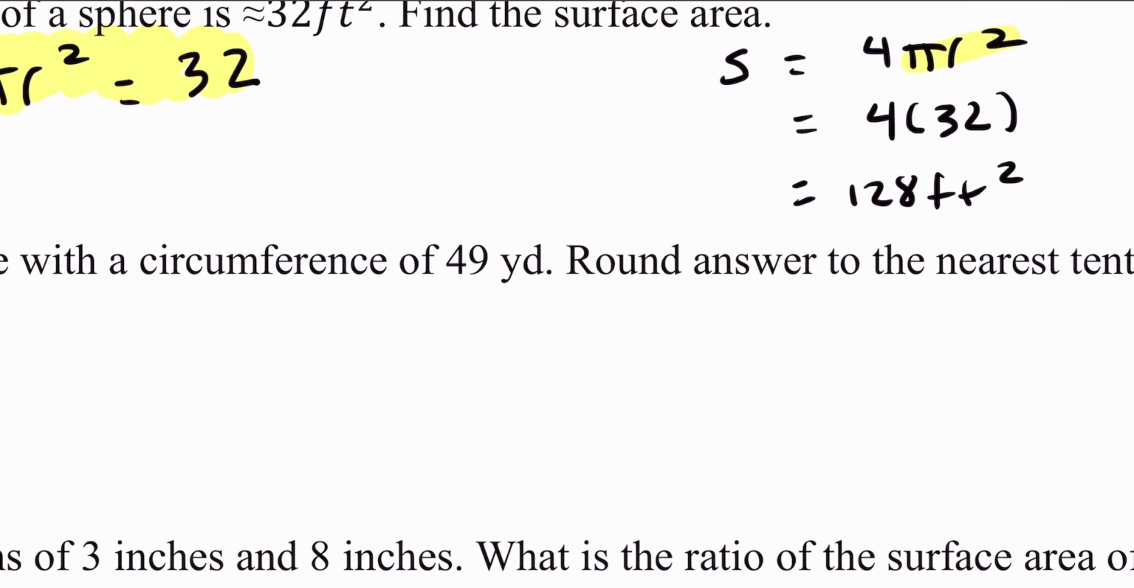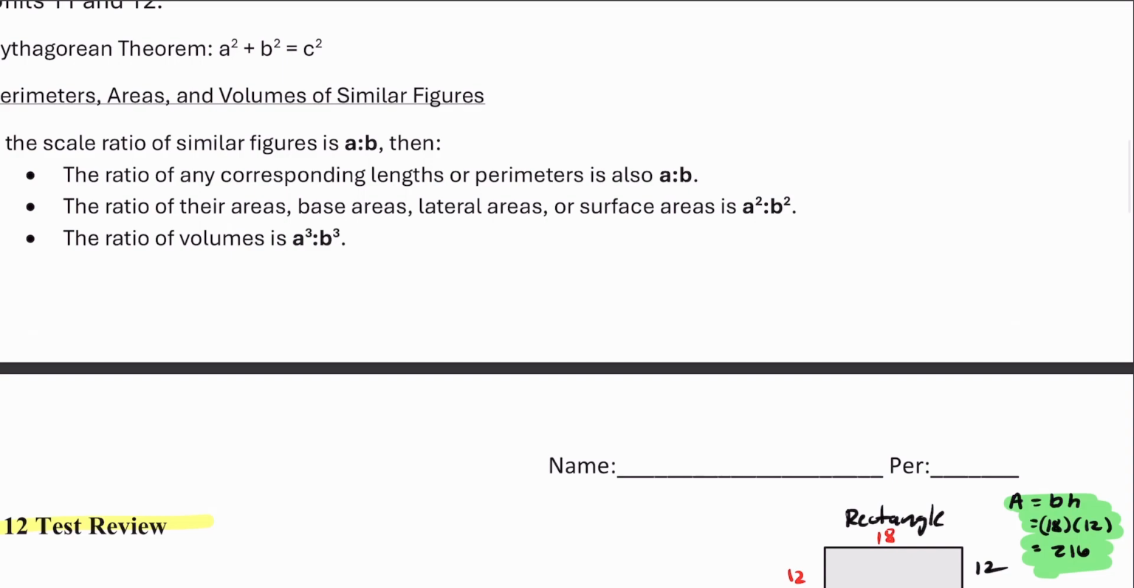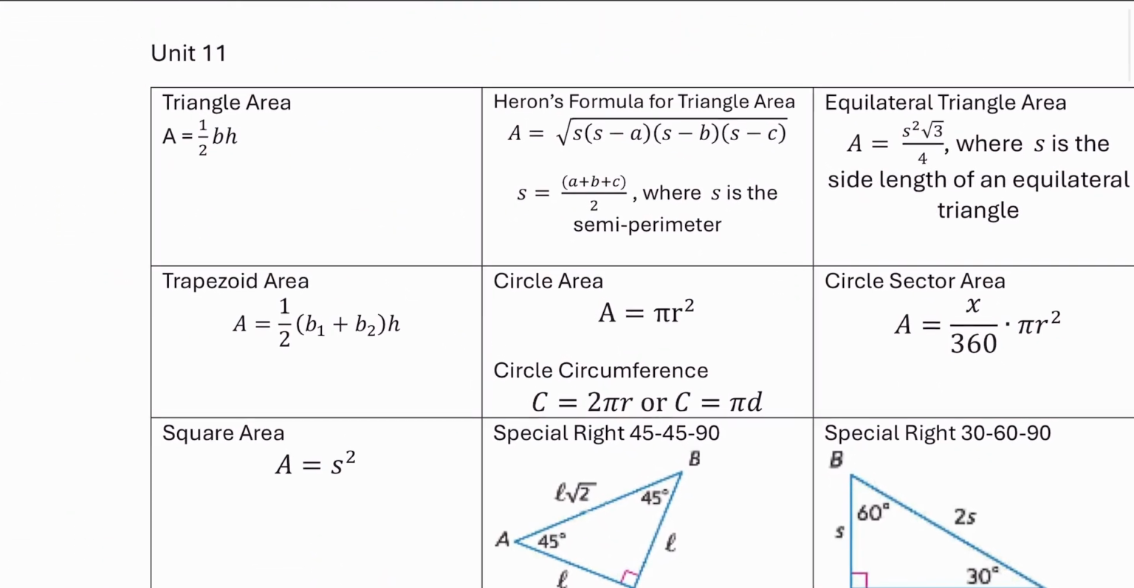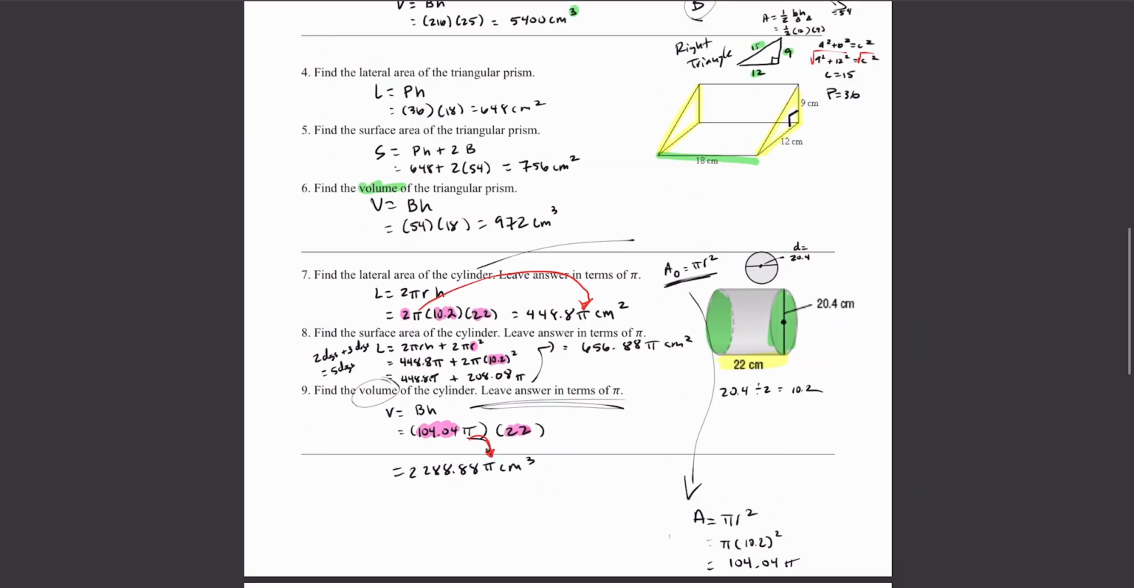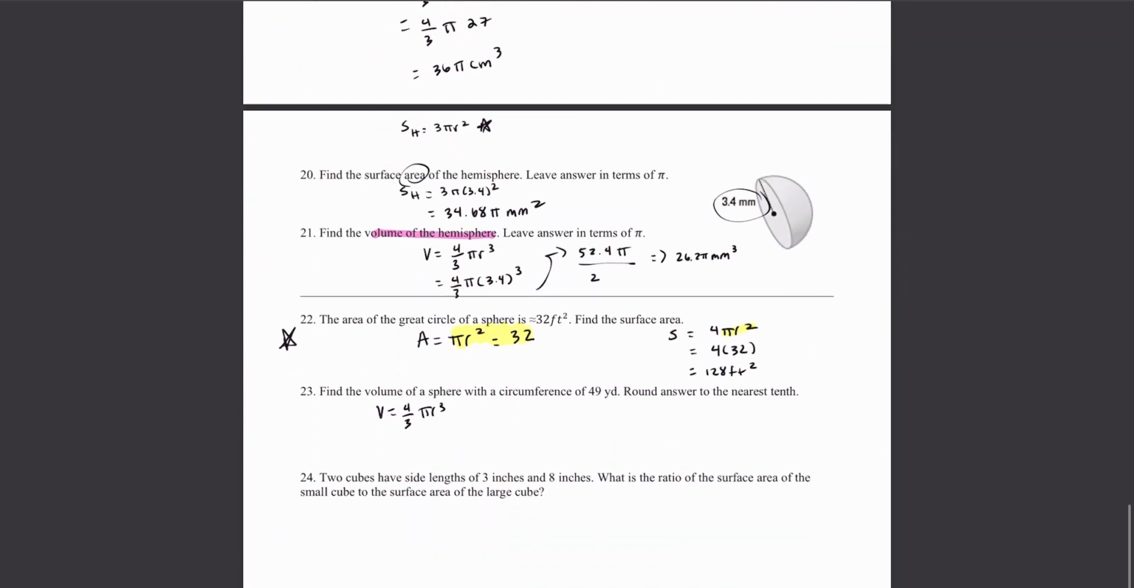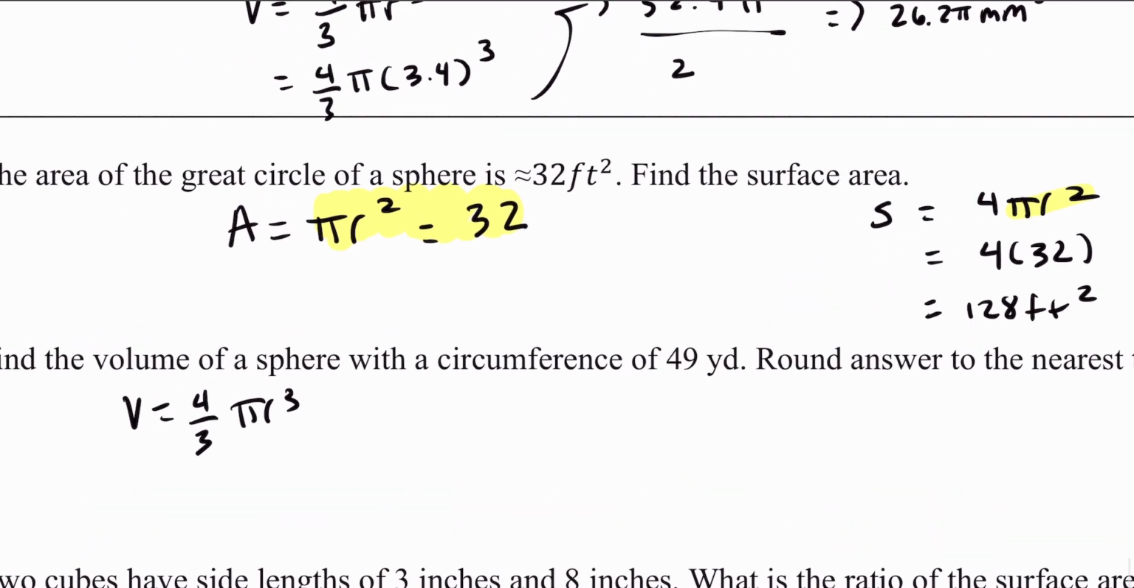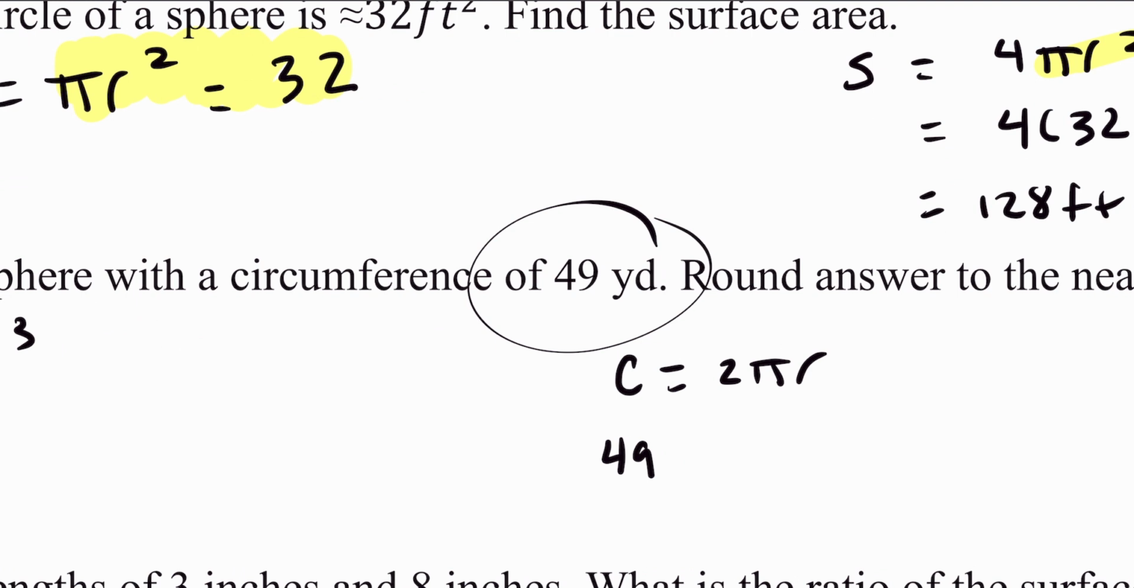And circumference, okay, well, circumference is 2 pi r. So the circumference is 2 pi r, and the circumference is given, right? So I'm going to replace c with 49, which is equal to 2 pi r.